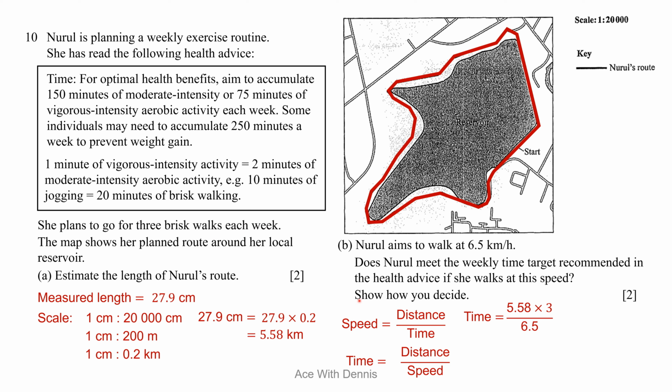Alright, and over here also I can explain why I want to convert the estimated length in kilometers, not in meters. If I converted to kilometers, over here the speed is given in kilometers per hour. So that's why we can just take 5.58 times 3 divided by the speed, which is 6.5 here. Calculate everything using the calculator. We get 2.58 hours. Then we can convert to minutes, times 60 minutes. We'll get 155 minutes rounded to 3SF.